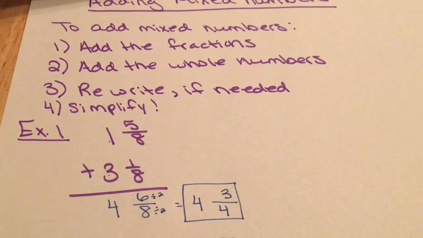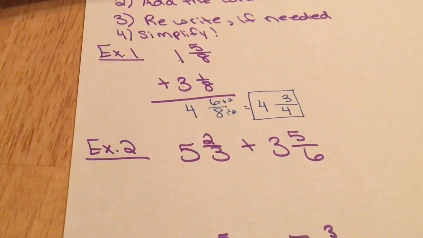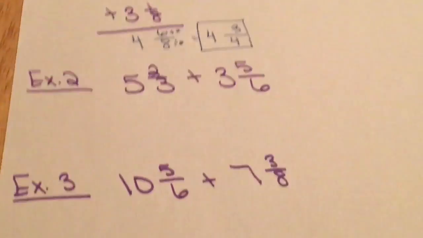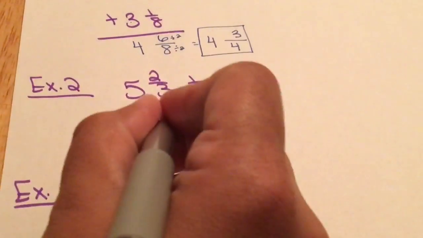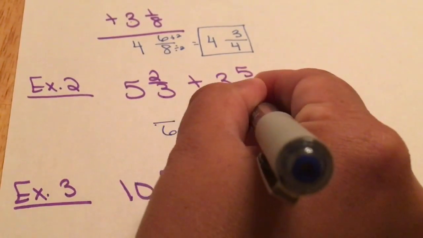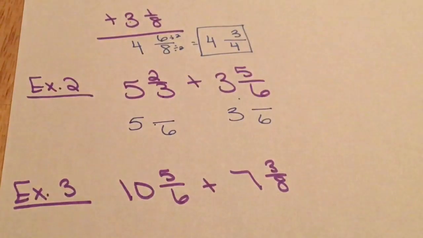Okay, let's go ahead and look at example 2 now. We have 5 2/3 plus 3 5/6. So the first thing we have to notice about these two is that we actually don't have a common denominator. So we're going to need to find a common denominator and then make them equivalent fractions. So the common denominator between 3 and 6 is going to be 6. So I'm going to make both of those fraction parts 6. I'm going to keep my whole numbers there intact.